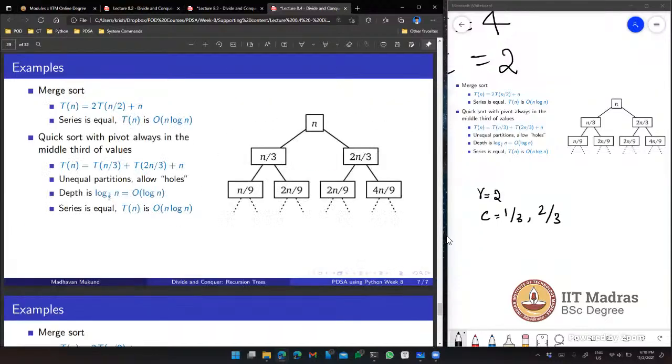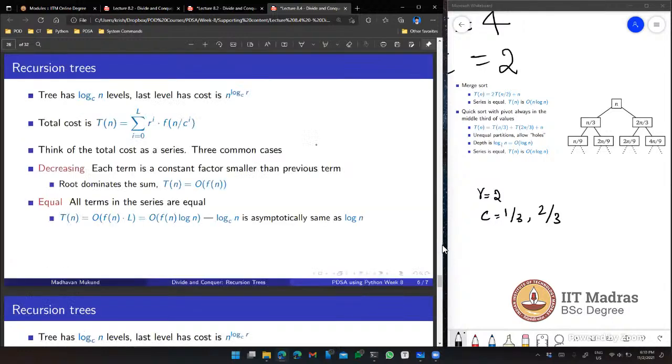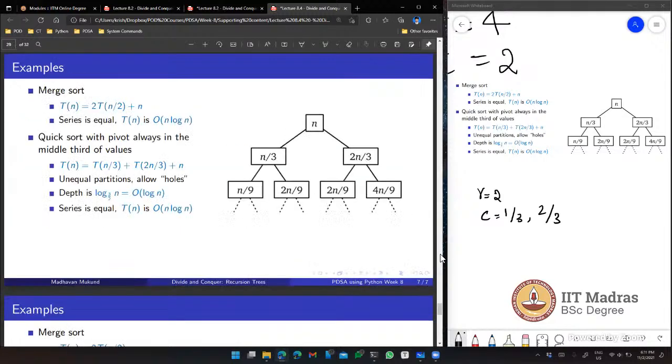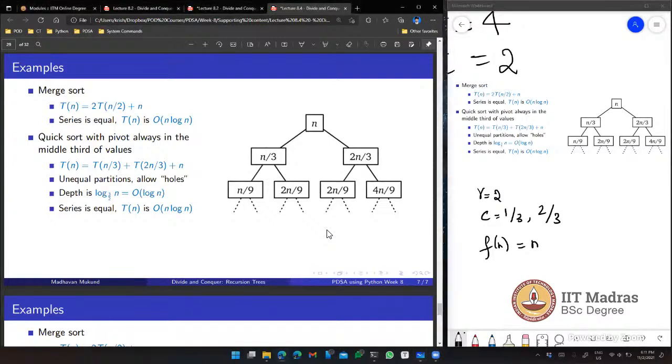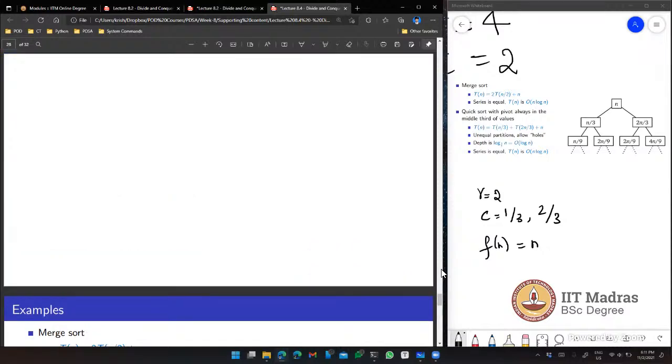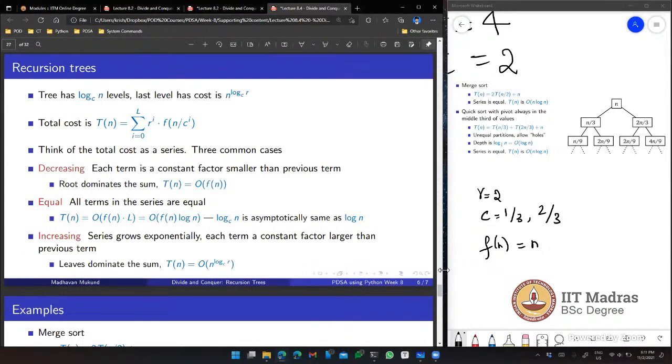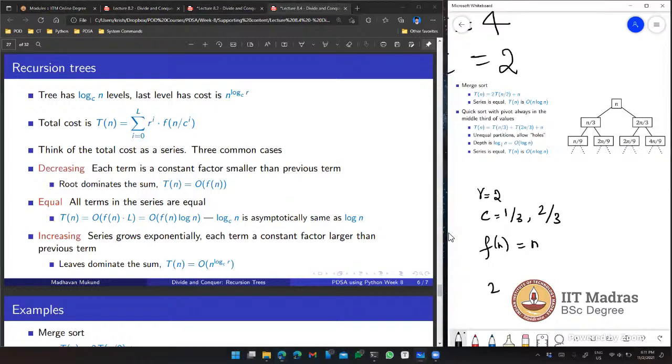And what will be the value of f of n? I mean the non-recursive steps. That's n, order of n. We are doing the merging, right? Okay, so if I put these three values in the series formula, then I can find the complexity.